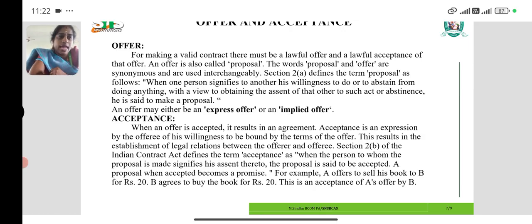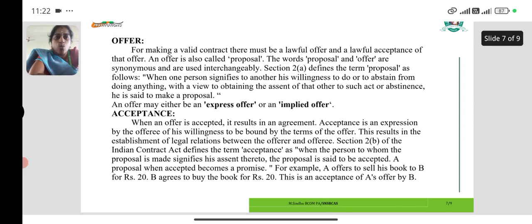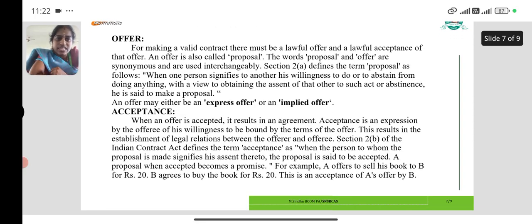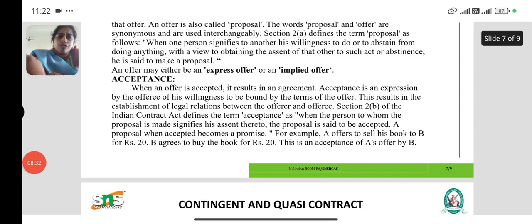Section 2(a) defines the term proposal as follows: when one person signifies to another his willingness to do or abstain from doing anything with a view to obtaining the assent of that other to such act or abstinence, he is said to make a proposal. An offer may be either an express offer or an implied offer.